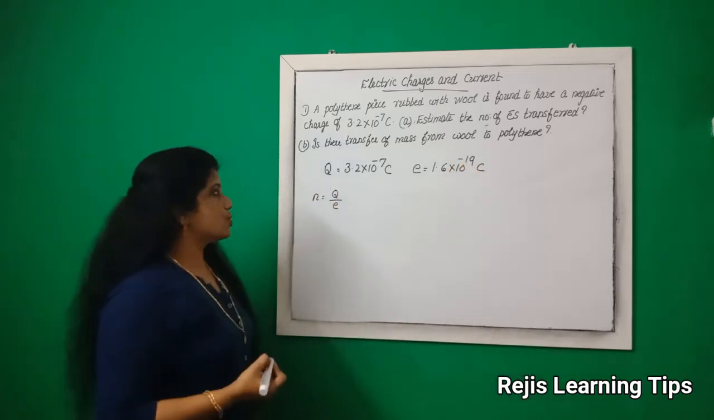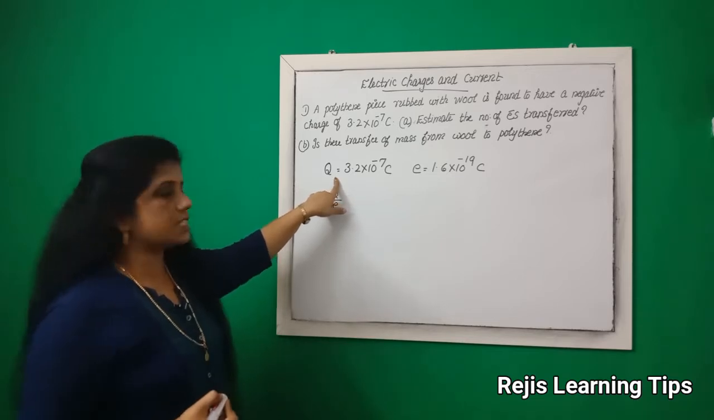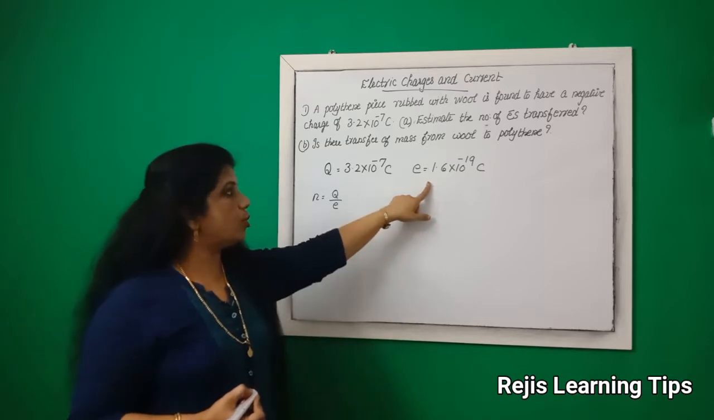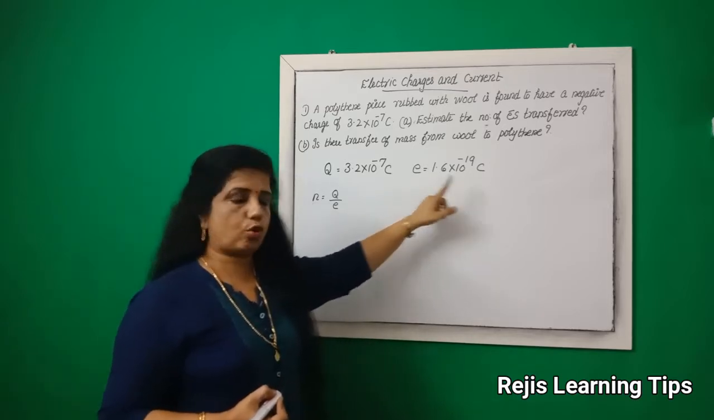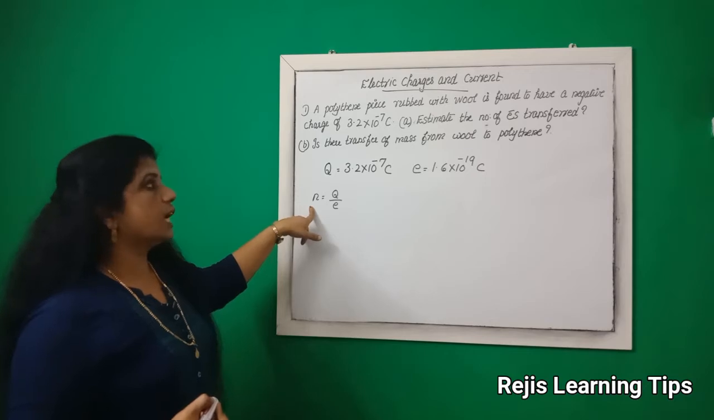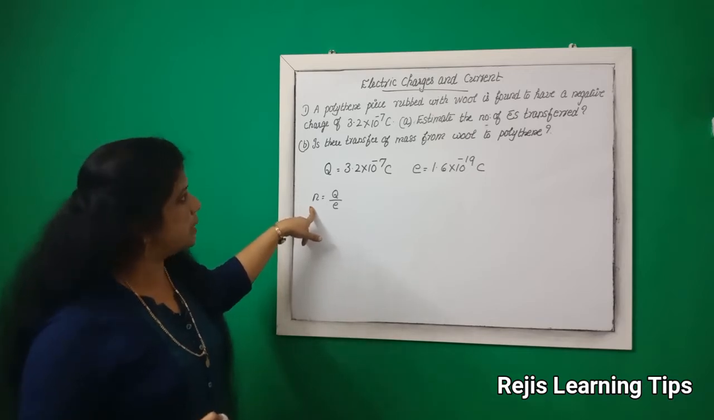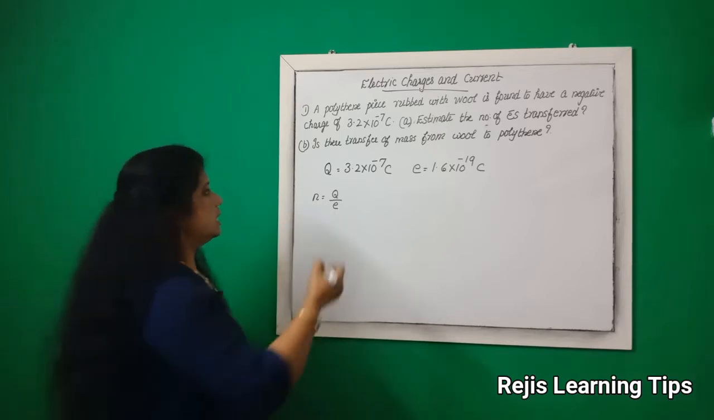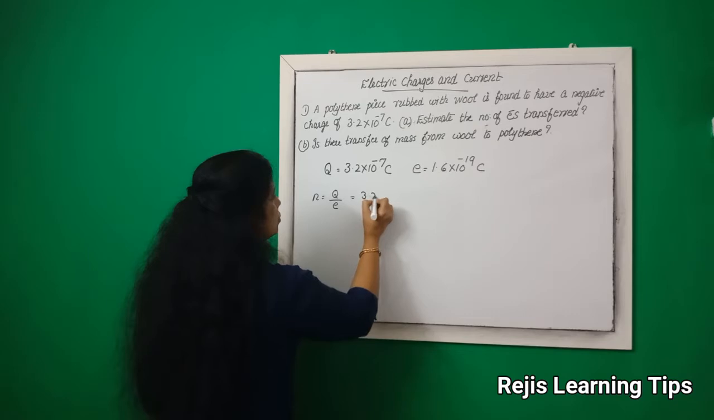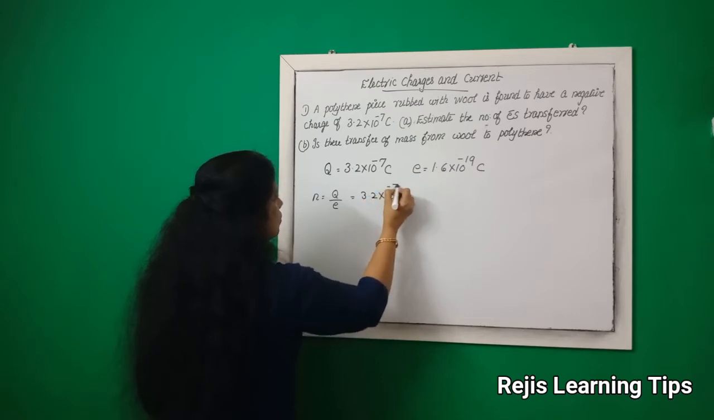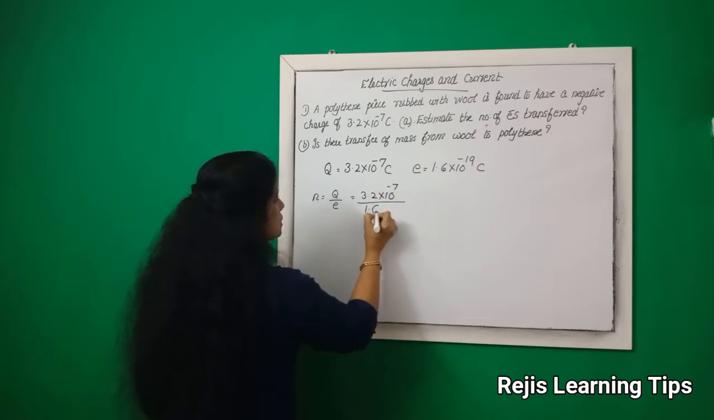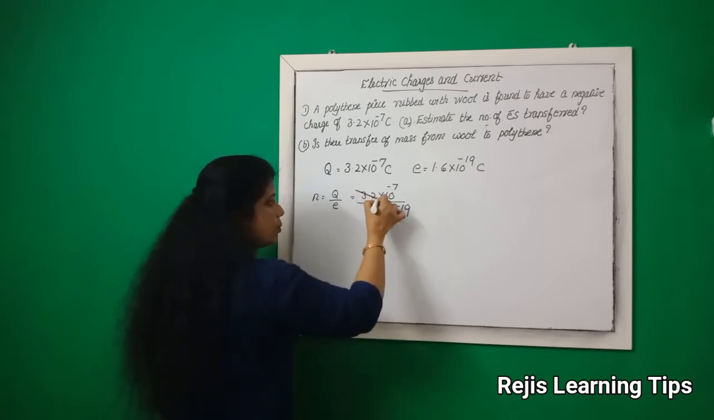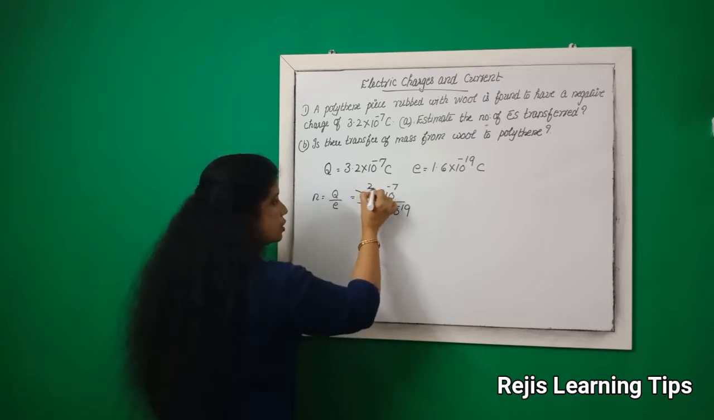Am I correct? So Q is already given there, that is 3.2 into 10 raised to minus 7 coulomb, and E, the charge of electron, we know is 1.6 into 10 raised to minus 19 coulomb. So we should find the number of electrons transferred after rubbing a polythene with wool. So N is equal to Q by E, that is 3.2 into 10 raised to minus 7 divided by 1.6 into 10 raised to minus 19. Okay, we can cancel this 3.2 and 1.6, then we will get here 2.